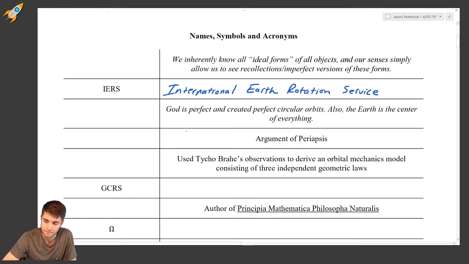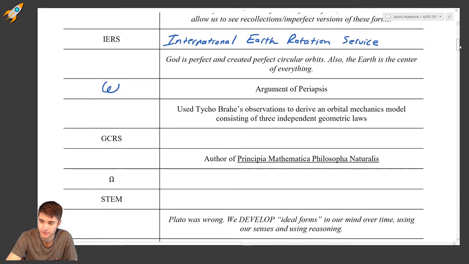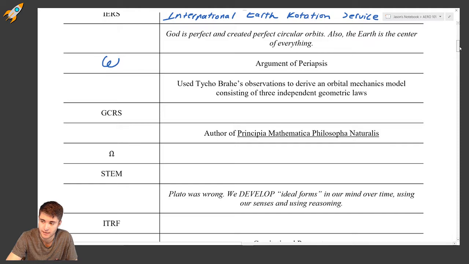But anyway, argument of periapsis, we denote that as a small omega, right? This is omega right here. And we have somebody else. They used Tycho Brahe's observations to derive an orbital mechanics model consisting of 3 independent geometric laws. Okay, who came up with an orbital mechanics model that had 3 laws in it for orbital mechanics?